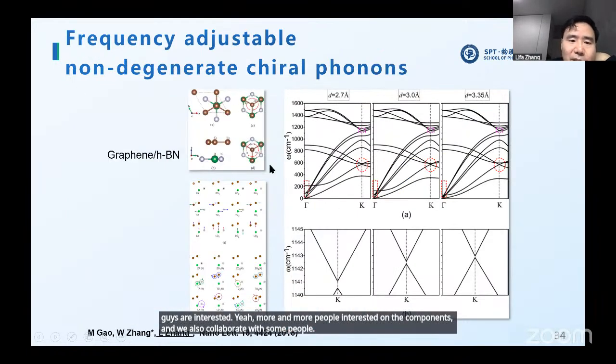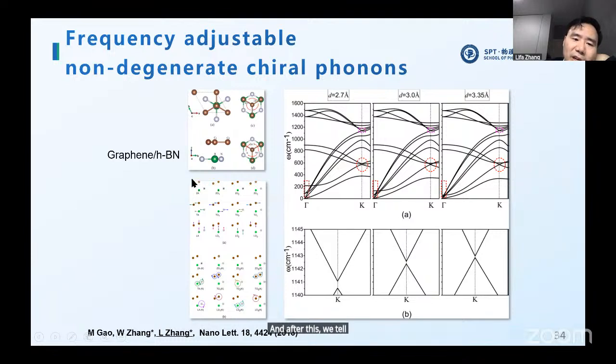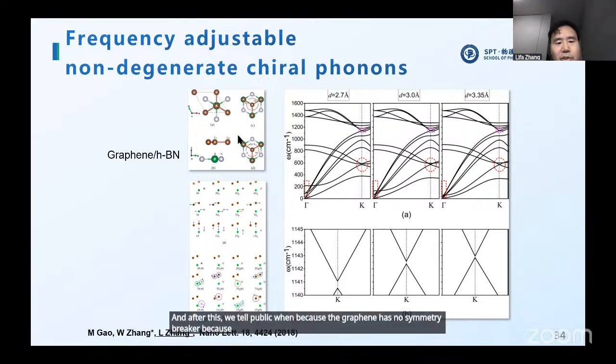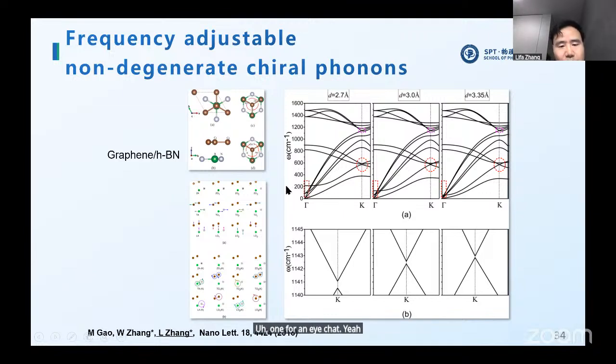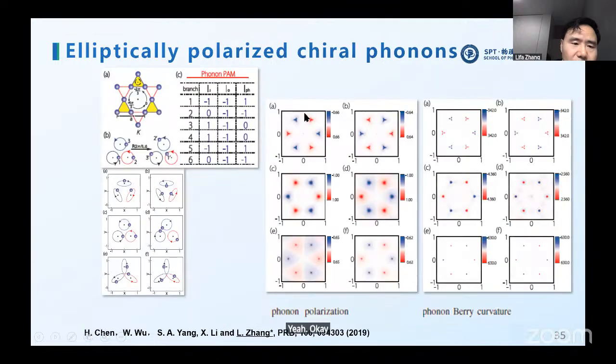After this, we published another work, because graphene doesn't have a symmetry breaker. How can we get a symmetry breaker? We can put it on boron nitride. This can break the symmetry, and then we can get chiral phonons and manipulate the chiral phonons.